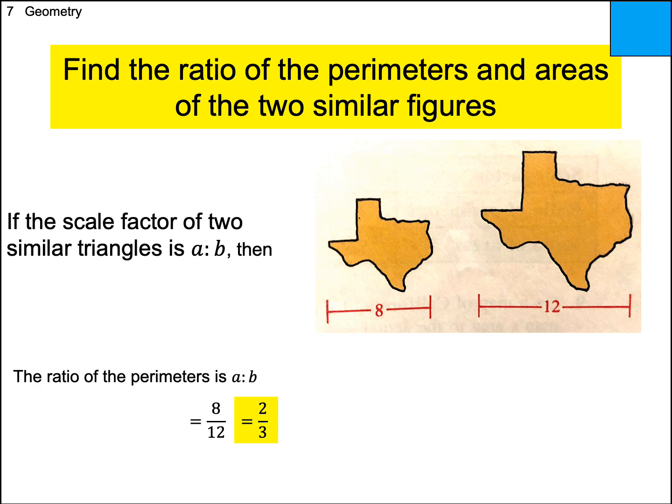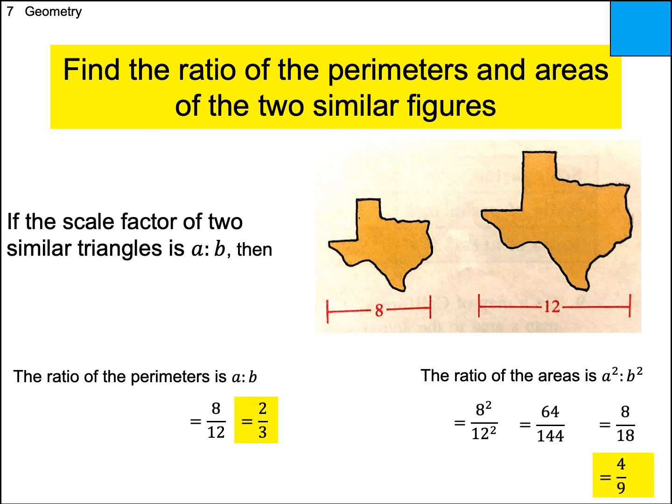All right, how about the ratio of their areas? Well, we know the ratio of the areas is the scale factor squared. So you could do this the hard way, which is square 8 and 12, do some reducing, and you finally get to 4 over 9. Or, we already reduced the perimeter ratio to 2 over 3, so just square 2 over 3, and we get 4/9.